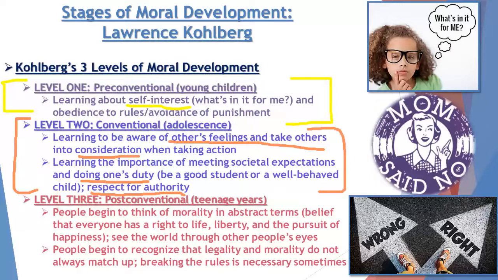Then when we move into our teenage years is when Kohlberg said we start to develop our post-conventional morality. And so here we start to think of morality in terms of abstractions, like in our Constitution, right, there's a belief set forth that everyone has a right to life, liberty, and the pursuit of happiness. Not just your mom or your teacher or people that you personally know, but everyone in your society has these rights. So they're more abstract. They're not just about the particular.